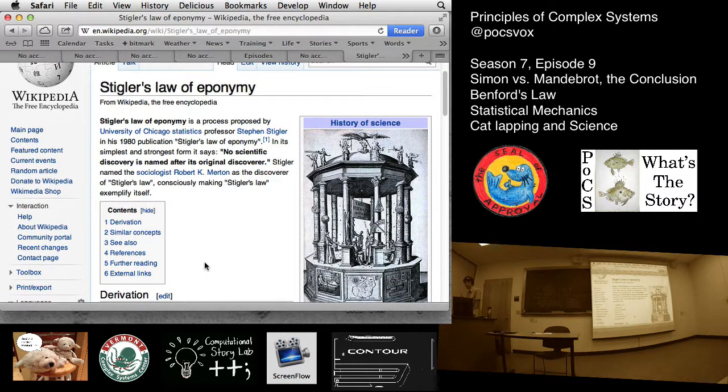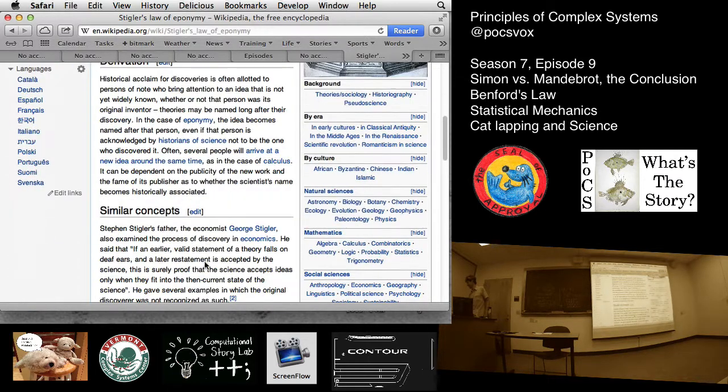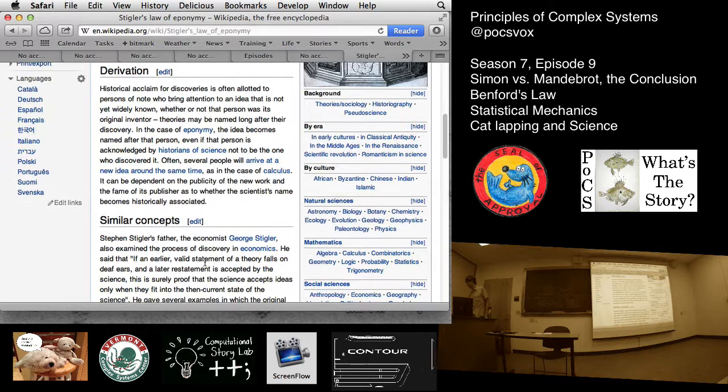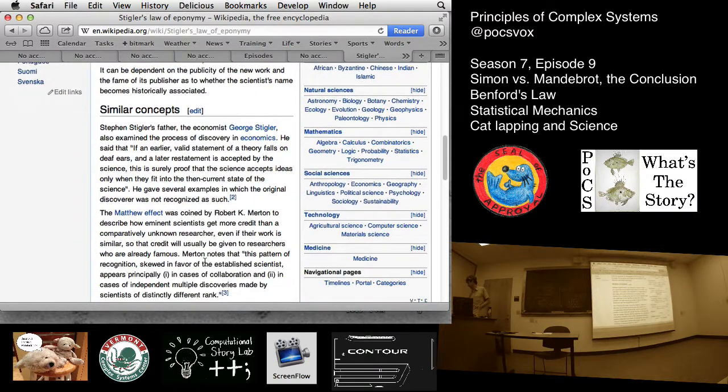So Stigler's law of... I mentioned Merton the other day, right? Very smart person. It's basically no scientific discovery is named after its original discoverer, just as a blanket law. And Stigler attributes Merton as being the discoverer of it, and then called it Stigler's law, so that Stigler's law was consistent. But presumably someone else discovered it before them.